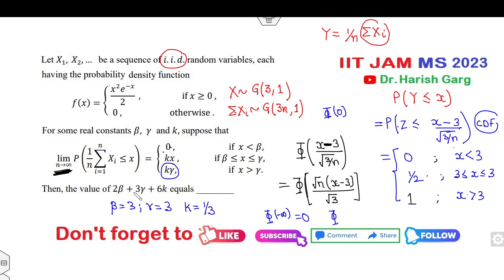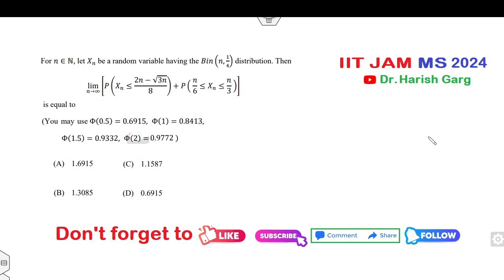Now you can substitute this value. It is 6 plus 9 plus 2. So 6 and 8, 8 plus 9, 17 is the right answer of this problem. Just apply the concept of the CDF. The concept is similar. Always write in terms of the Z and get the right answer.